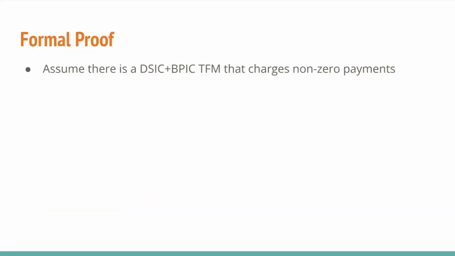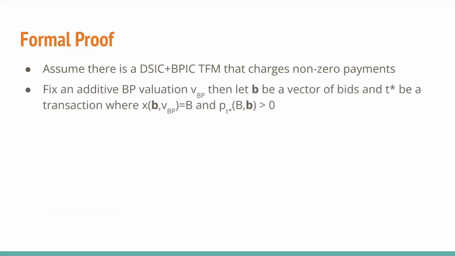OK, so now we'll get into the formal proof a bit, and go by contradiction. Assume there's some TFM that charges non-zero payments. Then let's fix an additive block producer valuation V_BP. Let bold B be a vector of bids, and T star be one of the transactions where T star is included when the bid vector is B. The block producer has its valuation, and let's assume they're charged more than 0.